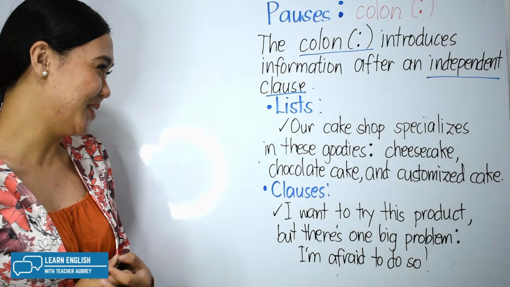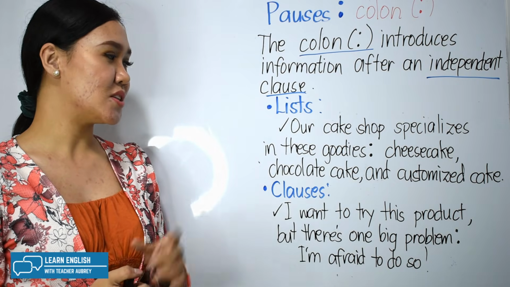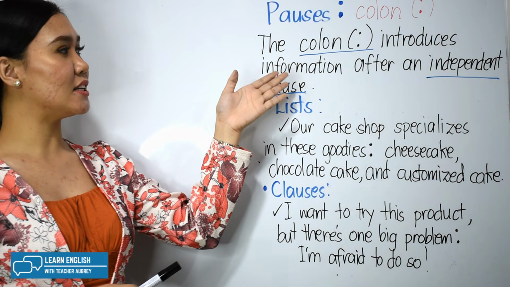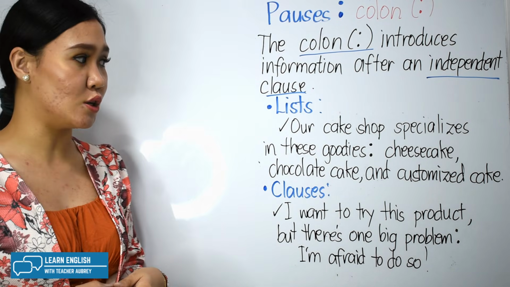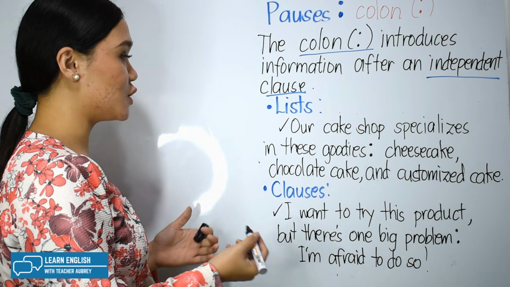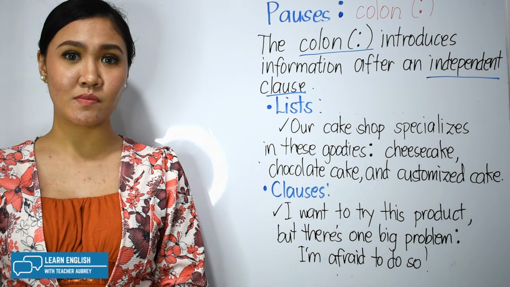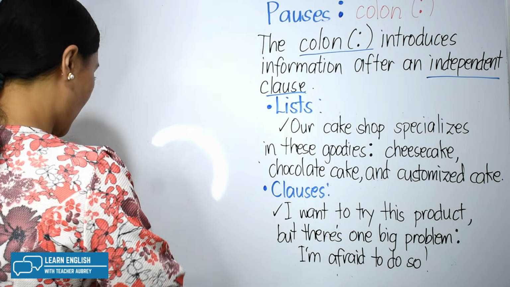Well, let's continue. Our cake shop specializes in these goodies: cheesecake, chocolate cake, and customized cake. Sabi, ginagamit natin ang colon kapag mag-i-introduce tayo ng information after the independent clause. So, nasan ba yung independent clause dito sa ating pangungusap o yung sugnay na makapag-iisa? Or yung isang complete sentence? Ang complete sentence dito ay ito.